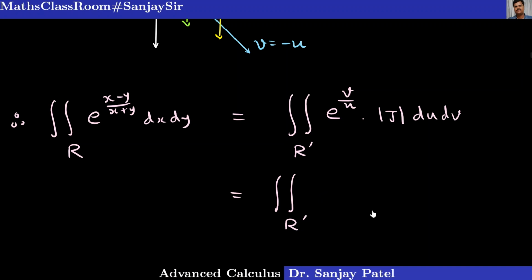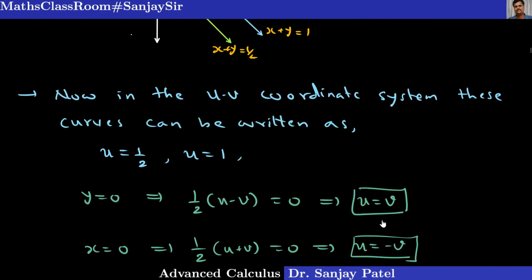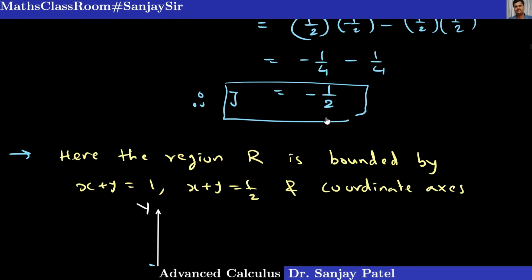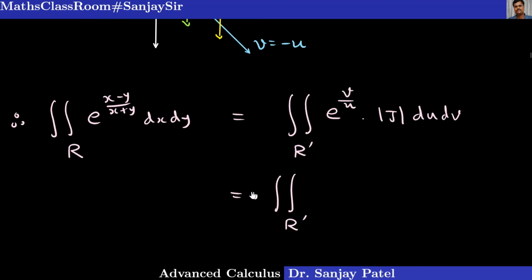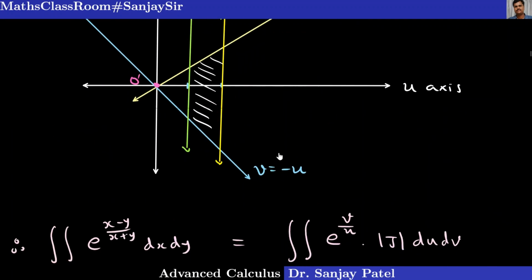You know what is the value of J? J was, let me check, minus 1 by 2. So I can write that value here. So that will give us 1 by 2 here, e raised to v upon u du dv, because J is equal to minus 1 by 2. Okay. Now it remains to integrate this function e raised to v upon u here in this region.